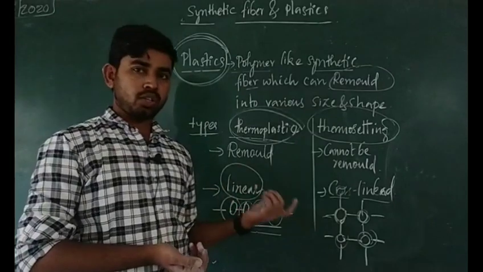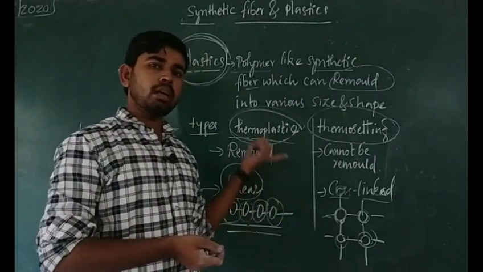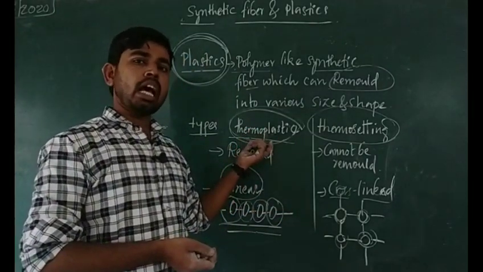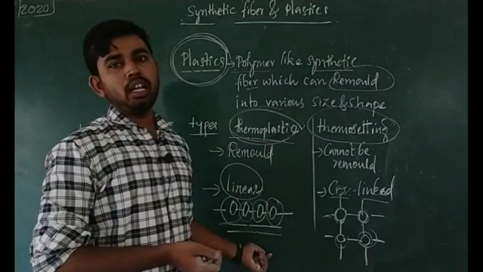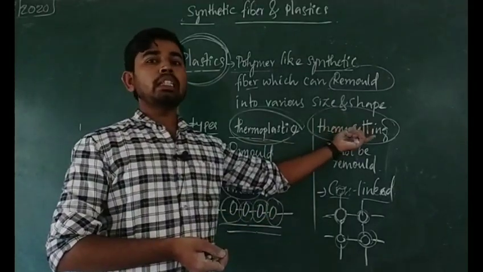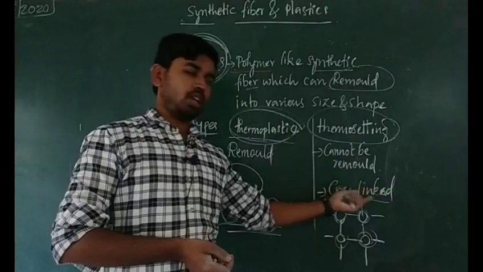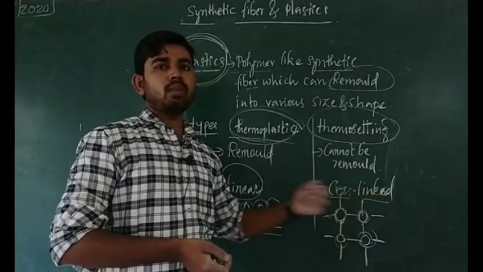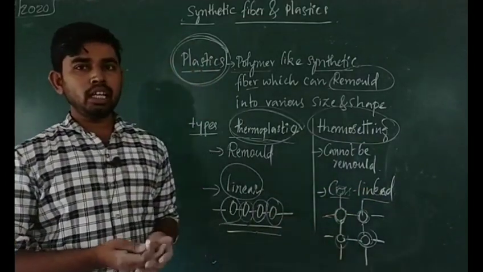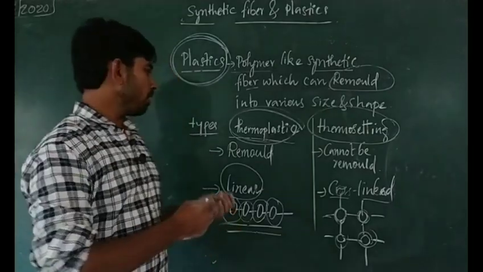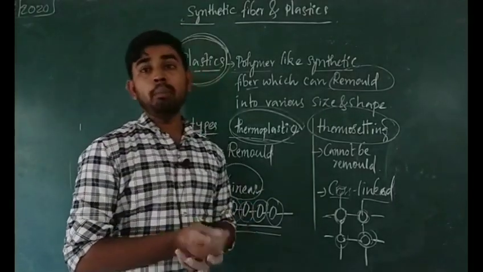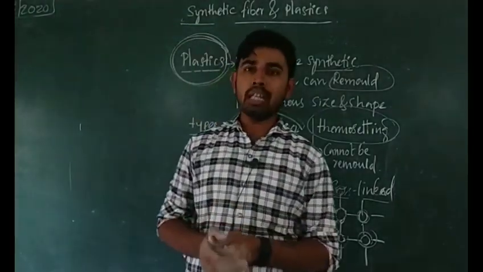What about the structure? What about the arrangement of the monomers? Thermoplastics have a linear structure. Similarly, thermosetting plastics have a cross-linked structure. Cross-linked structure is given by the thermosetting plastic. As an example for thermoplastic, we can give PVC, polyvinyl chloride.